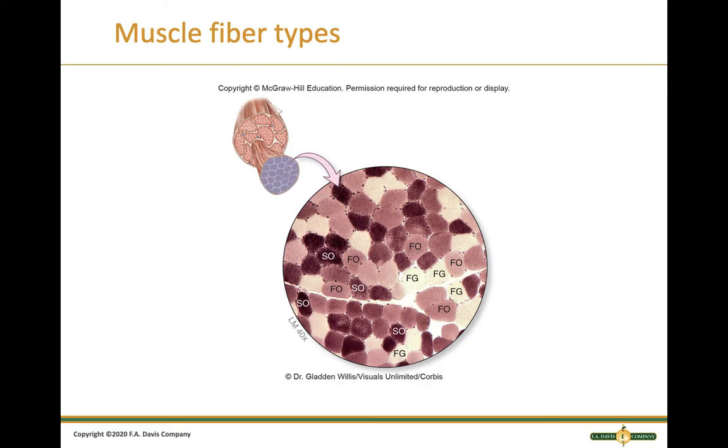Like sprinters, those muscles do fine for 10 seconds or however long your sprint lasts. And then the slow twitch muscles are going to be slower to generate tension, but they're not going to fatigue as fast. The fast twitch muscles are going to fatigue very rapidly.